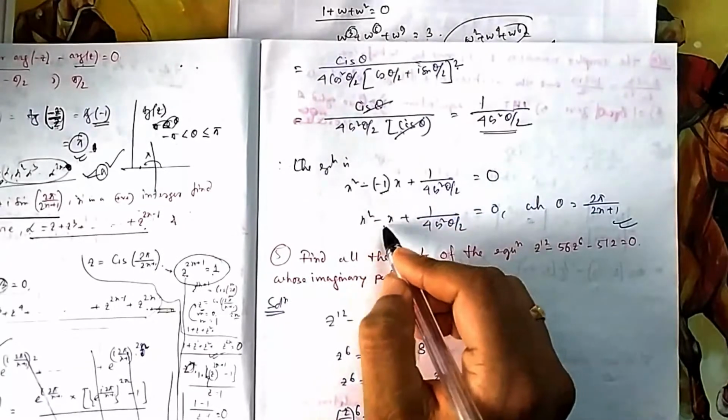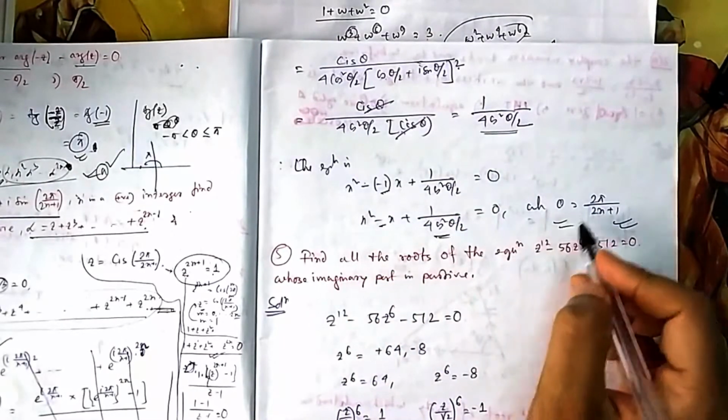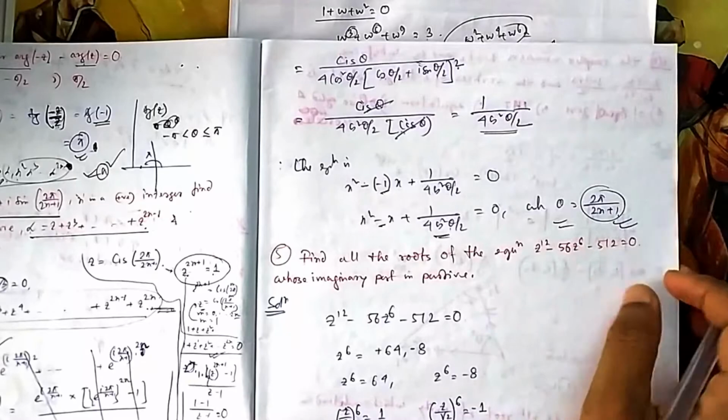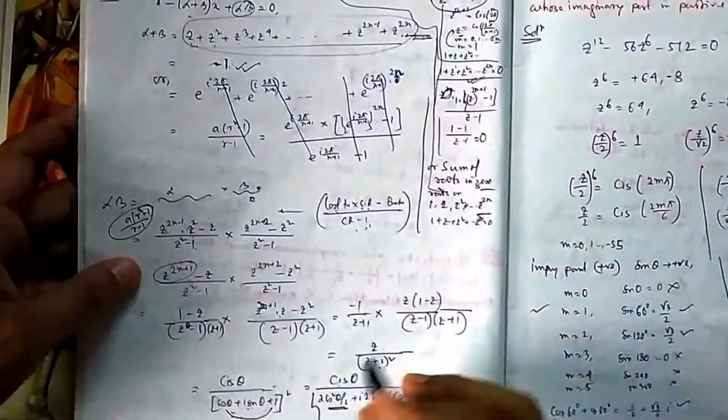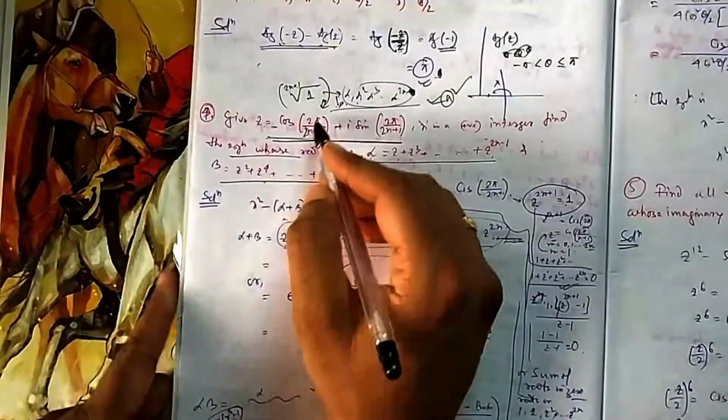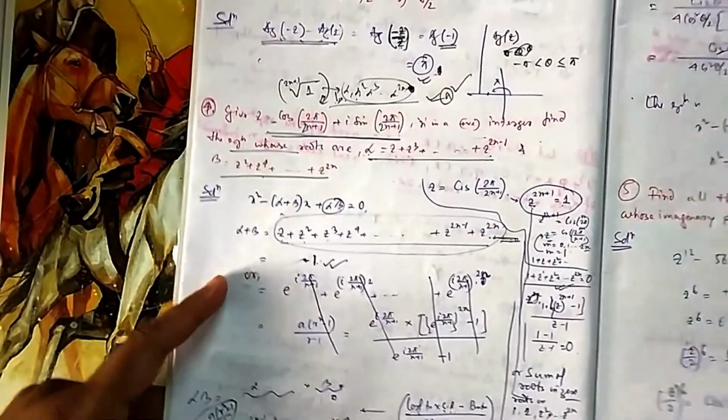So you know the sum, that is minus 1, and you know the product. So this is your answer, where theta is equal to 2 pi by 2n plus 1. That was your theta. I have skipped that. I have written it directly as cis theta. This one I have taken as theta for simplification of writing.